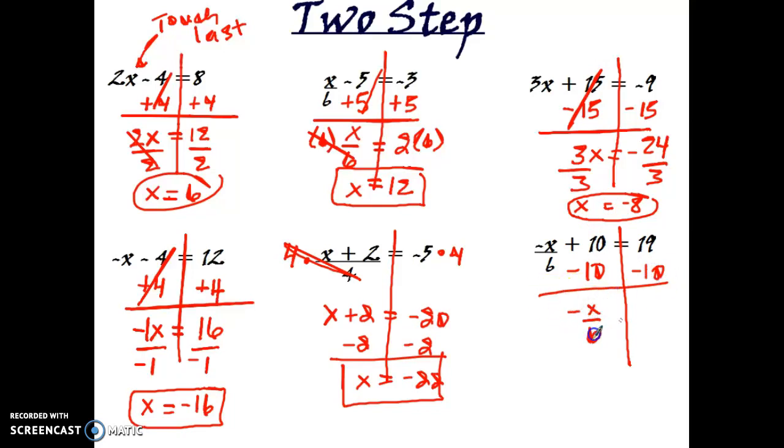Negative x over 6 is equal to 9. Now here, this is a negative x, so I'm not just going to multiply by 6 because I want to get the negative away from the x, just like I wanted to get the negative away here. So no need of adding another step. Just multiply each side by what, y'all? Negative 6. That will cancel out your negative because a negative times a negative is a positive. So we're left with a positive x is equal to a negative 54.